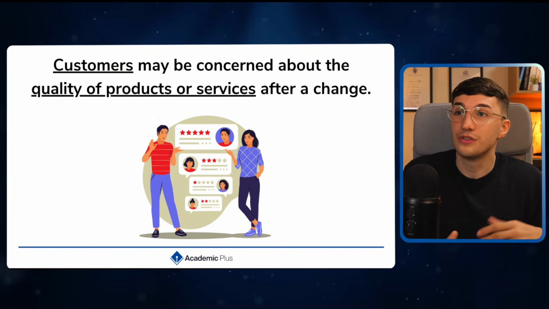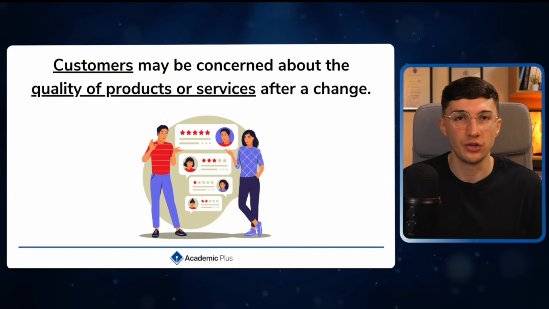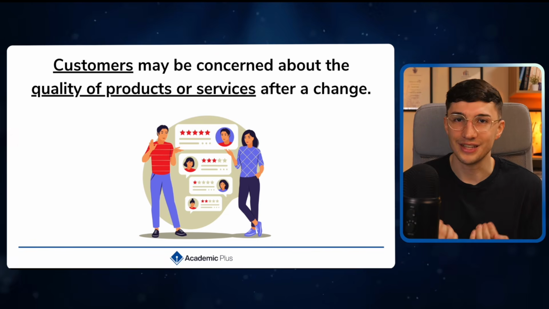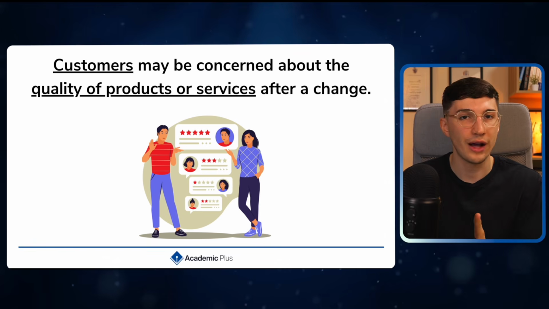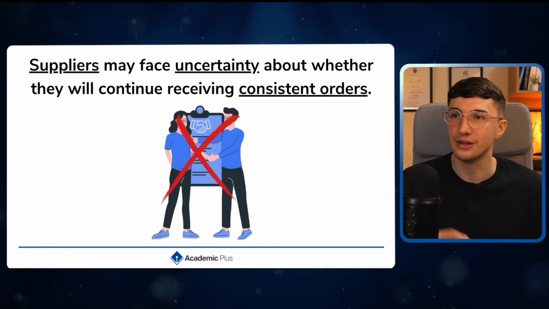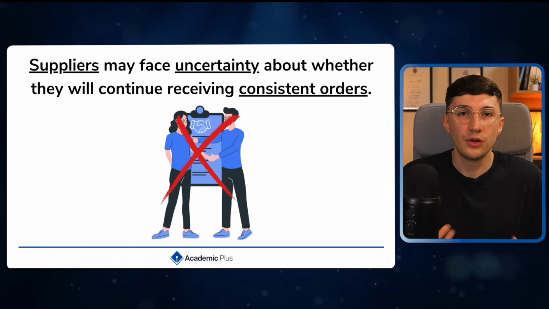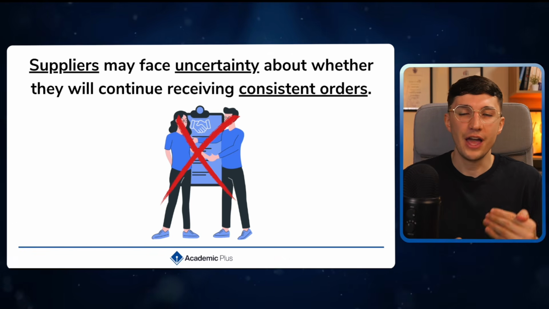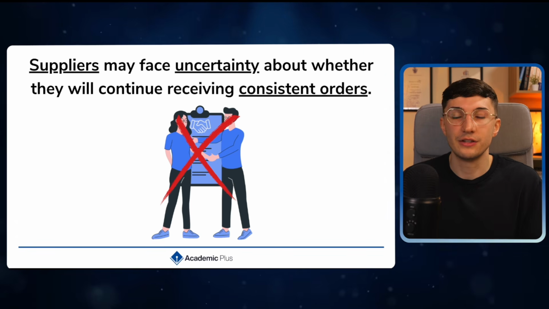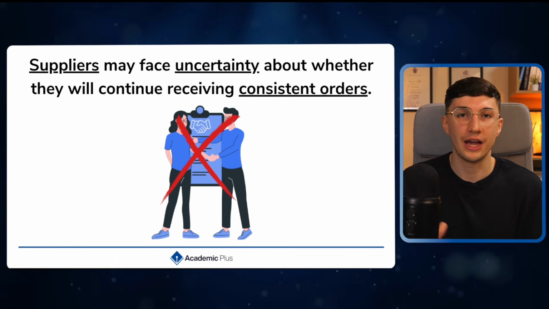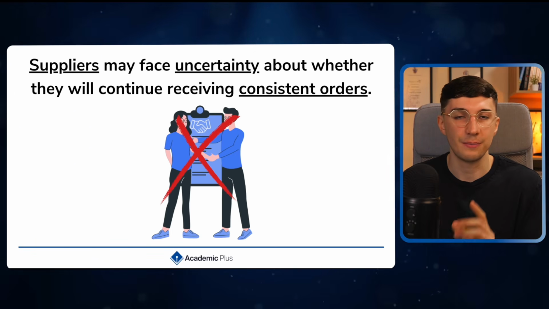Customers as well, they once again may be resistant to the change because the product or service quality might change. So we need to make sure once again we maintain our quality standards and we communicate to our customers extremely transparently. And finally, suppliers, they may also face uncertainty because from a supplier's perspective, they want to make sure they're receiving constant orders. So once again, what a business could do to manage this resistance to change is offering the supplier a long-term contract if that is an acceptable thing to do.